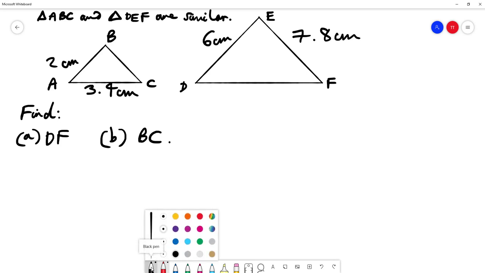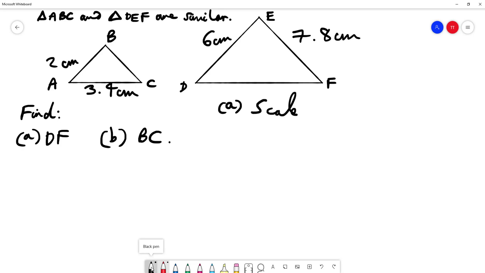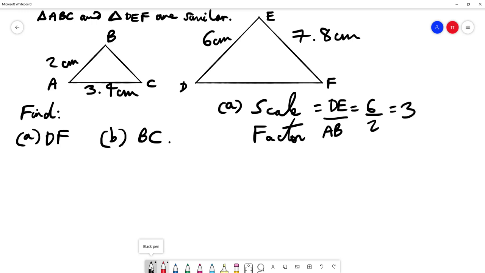The way I'm going to do that is say, right, I know the larger length DE is 6 and the smaller length AB is 2. So I'm going to call the scale factor DE divided by AB. That gives me 6 over 2, which is 3. So it basically means that the bigger triangle is 3 times as large as the smaller triangle.